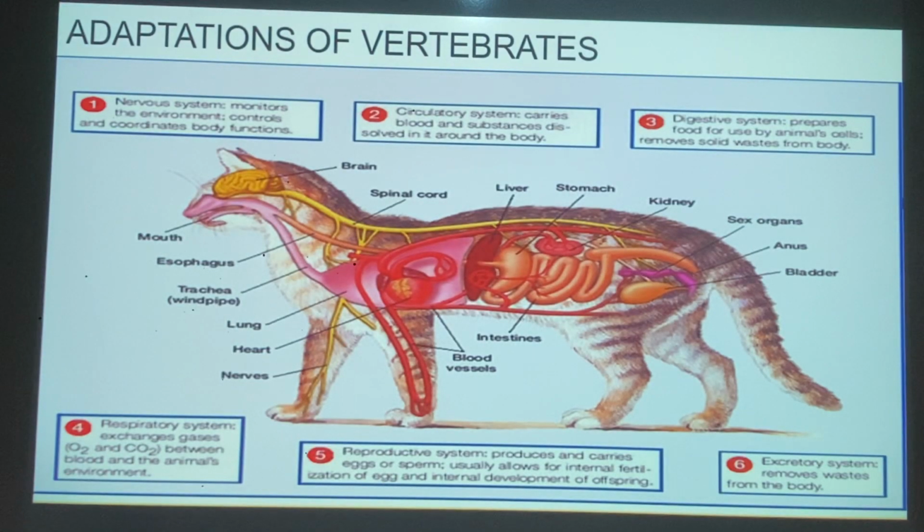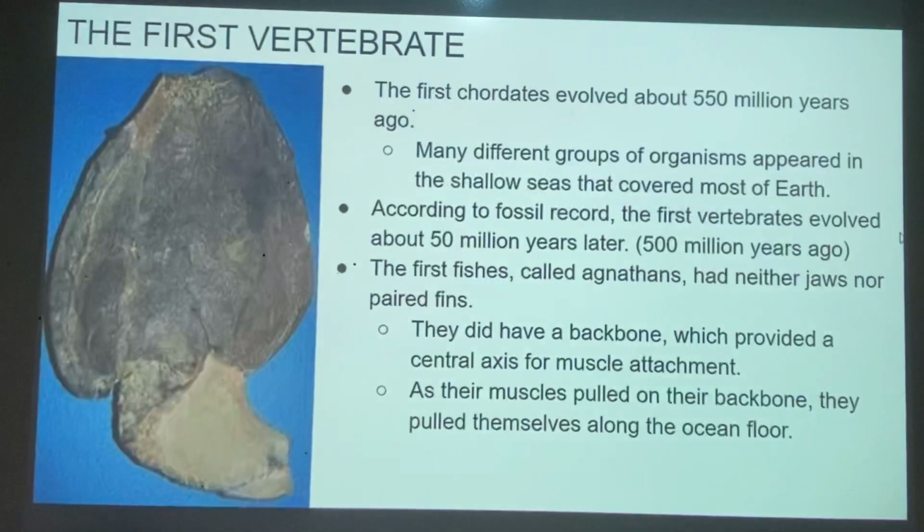So our nervous system is going to be able to monitor the environment. Our circulatory system is going to carry blood. Our digestive system is going to use and break down food. Our respiratory system is going to exchange gas in the air. Our reproductive systems are going to be able to produce and carry sperm or egg. And then the excretory system is going to remove all of the waste that our body can produce.